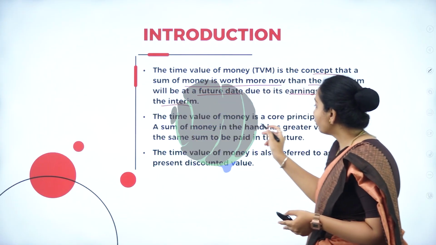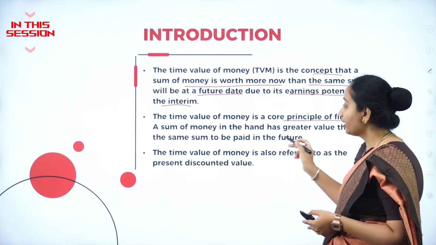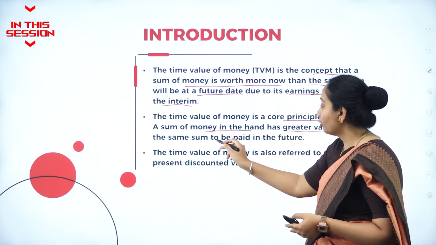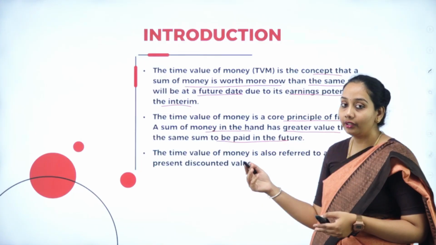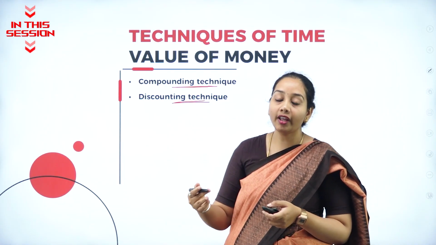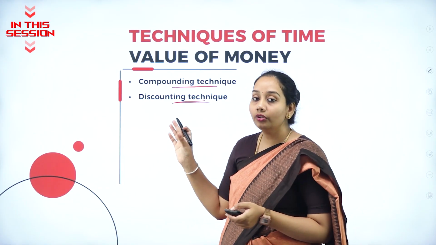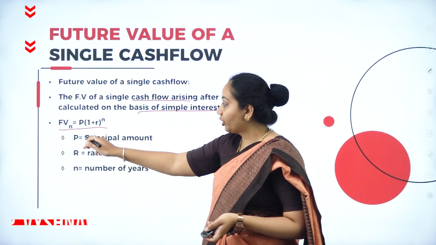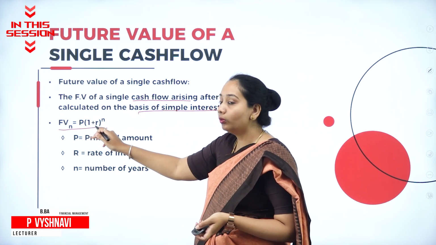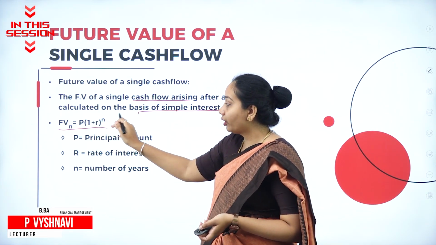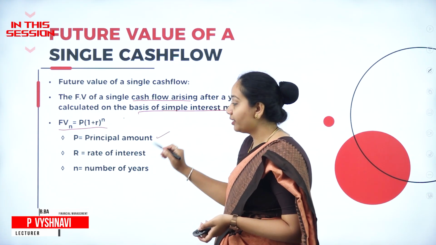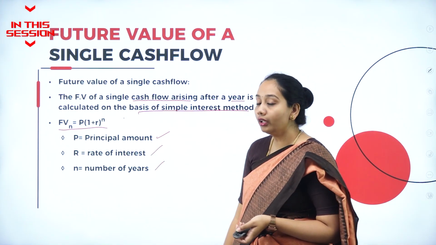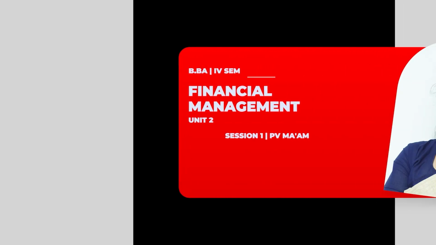The time value of money is a core principle of finance. A sum of money in the hands has greater value than the sum of money to be paid in the future value. Discounting technique: in order to find the present value, you are going to implement the discounting technique. Future value for n years is equal to P into (1 plus R) whole to the power of n. P stands for principal amount, R stands for rate of interest, and n stands for number of years.